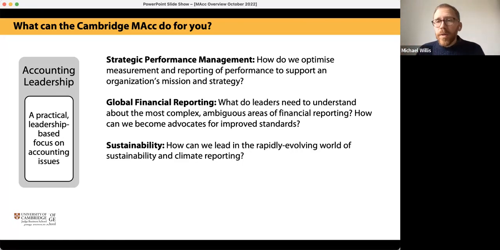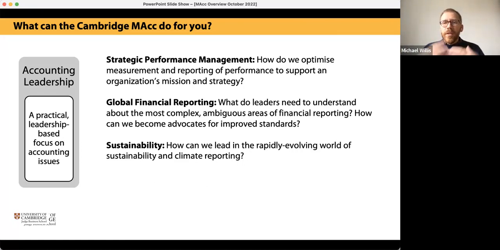Another module related to accounting leadership has to do with sustainability and sustainability reporting. As we mentioned earlier, a dramatically different paradigm around financial reporting is coming in and is being adopted around the world. It's being adopted by companies on a voluntary basis, and it's starting to have a lot of regulatory momentum, and it's likely to be mandatory in a lot of countries in some form very soon.